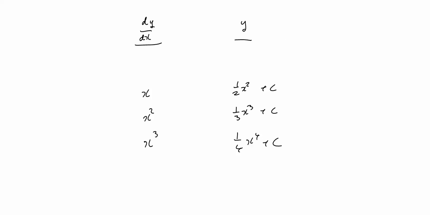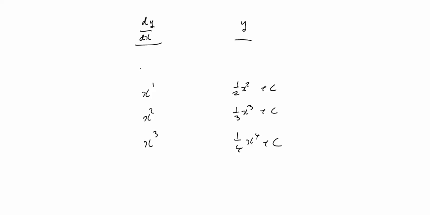By putting these into a table, we can say x integrates to half x squared plus the constant, x squared integrates to a third x cubed, and x cubed integrates to a quarter x to the power of 4. Well, we can see a pattern here. The index 3 increases to 4, and then we divide by this 4. 2 increases to 3, and we divide by the 3. This could be x to the power of 1, and that increases to 2, and we divide by 2.